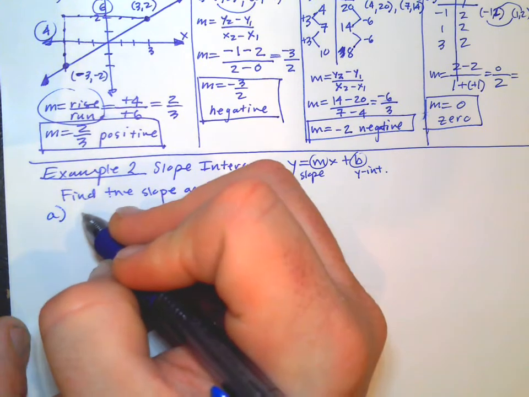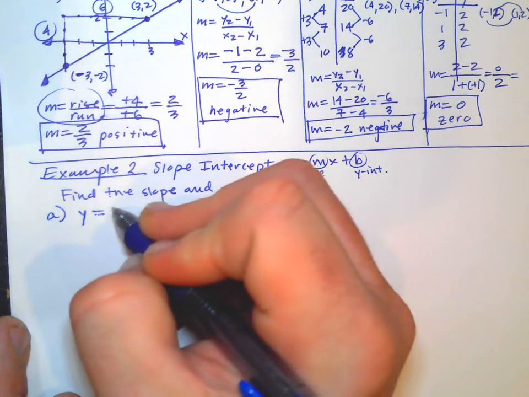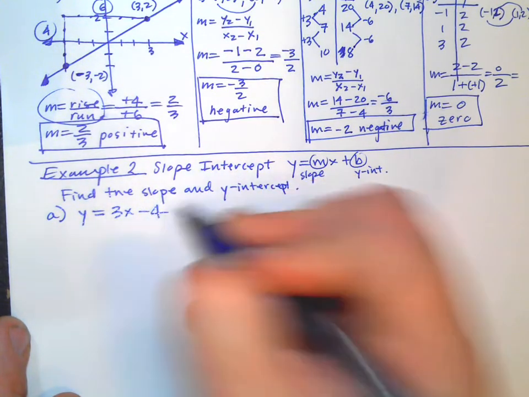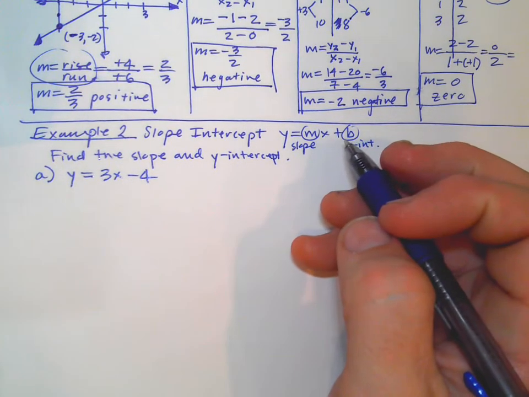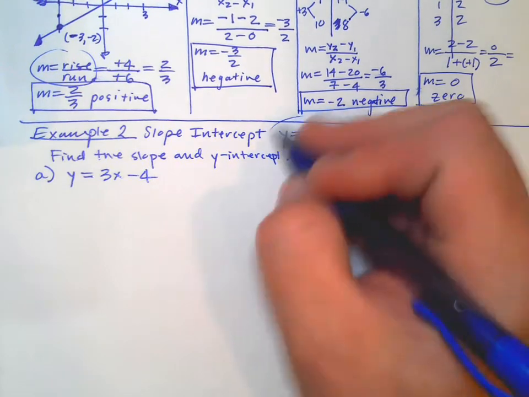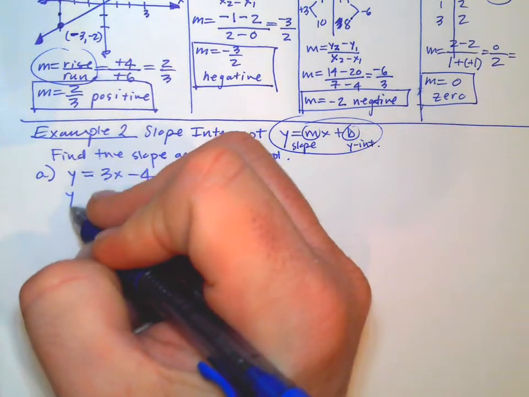And you could be given equations. Y equals 3x minus 4. Find the slope and the y-intercept. Don't need to graph it. Just find the slope and the y-intercept. So if we can get it like this, then it'd be really easy to tell.